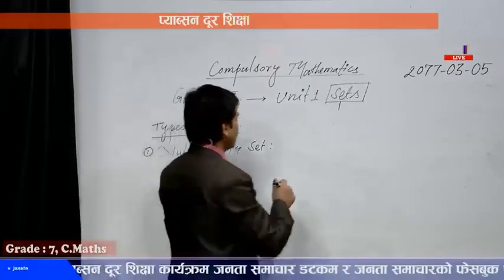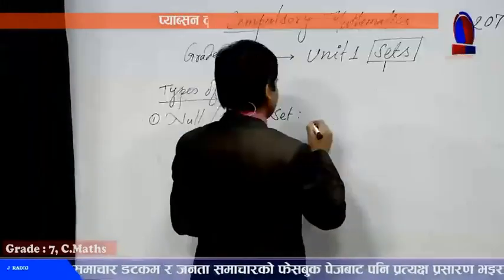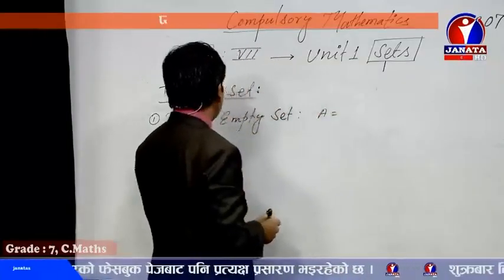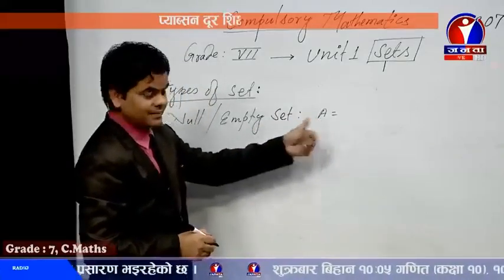So if you have to write this symbolically, how will you write? You have learned, but I am going to review it. A set, for example, the null set, we are taking the name of that null set, I am going to keep as A.